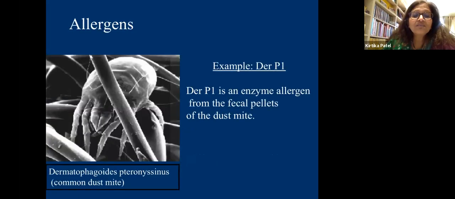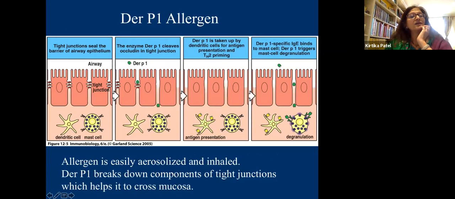So the house dust mites are very tiny creatures. Obviously, you can't see them with your naked eye, but it is not the mite itself that gives us the problem, it is the fecal pellets of the house dust mite that give the problem. So here is your epithelium, and these are the tight junctions between the cells. And the mites in the fecal matter have an enzyme, DERP1, and DERP1 can cleave the tight junctions and can enter.